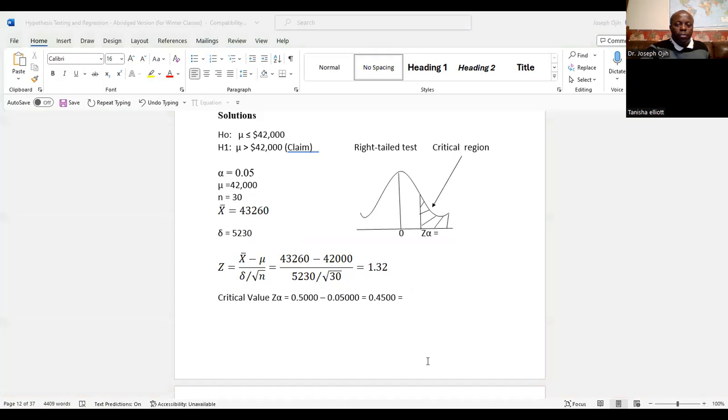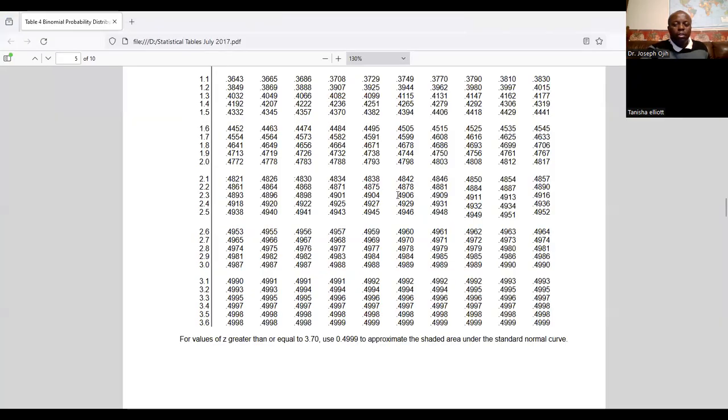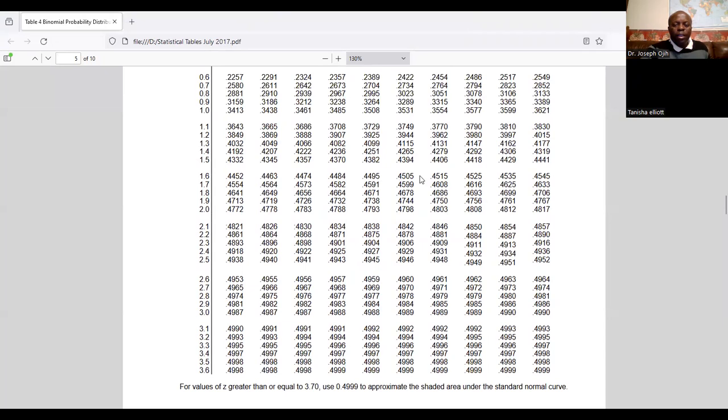Go to our table of normal distribution. 0.4500. We have 4500. So you have 450. I think we have two numbers that are close to it, 4495, if you ignore the decimal point, see this one here, and 4505.